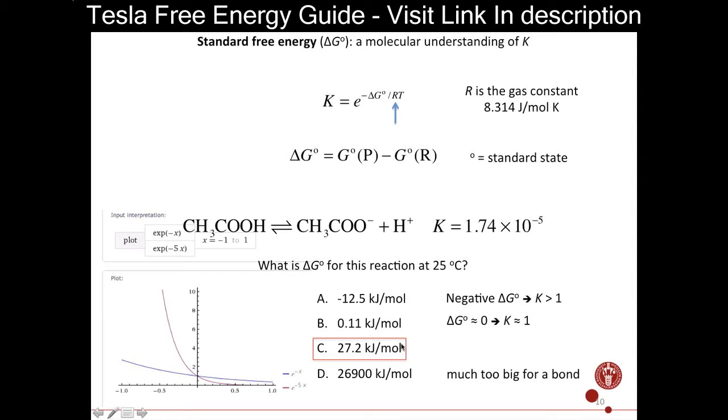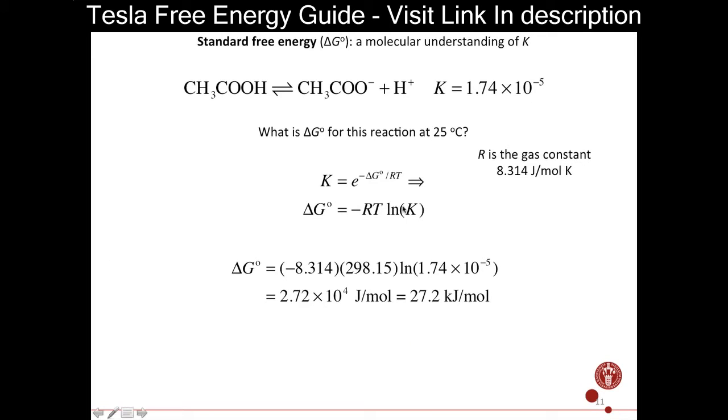How did we get to this answer? Well, if K is related to delta G like this, then we can solve for delta G standard and get this expression for delta G standard. So now we just need to plug in the values. So we have minus, here's the gas constant, and when we work with temperature, we always have to convert it to Kelvin. So 25 degrees is 298 Kelvin. And finally, we take the natural log of the equilibrium constant, and that gives us this value.